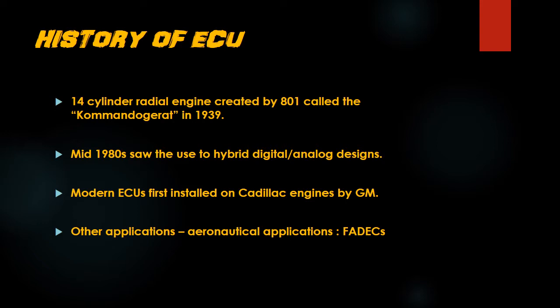One of the earliest attempts to use such an automated device was developed by BMW in 1939, called the Commodore Garratt, which is a 14-cylinder radial engine. However, it had many issues as it would change gears randomly due to a surge, which would make the engine stall, which gave rise to hybrid digital analog designs, which became popular in the mid-1980s.